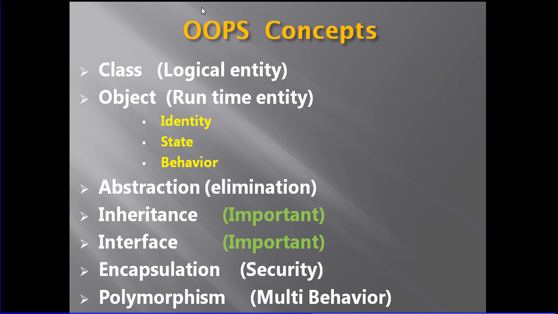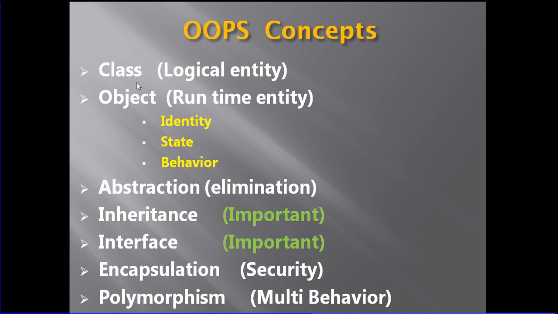Another example is a painting brush. Painting brush is the identity, state means it's one stick, and behavior means it's drawing. It does drawing. This is one of the behaviors. So like this, the object contains these three: identity, state, and behavior. So I am telling about the class and then object.